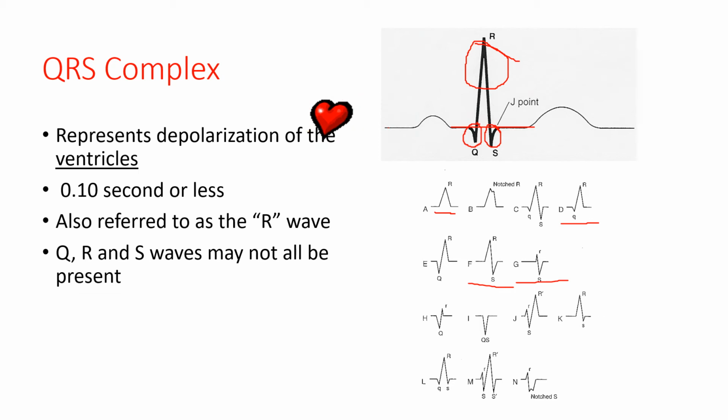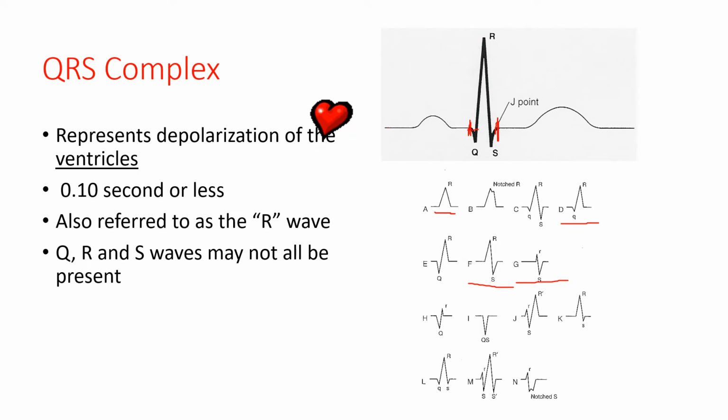When you measure your QRS, you measure from the start of the QRS. If there's no Q, you start from the beginning where the R goes up. Then you measure to where the S wave comes back up to the isoelectric line, or if there's no S wave, where the R wave comes down to the isoelectric line. And then we call that the J point.